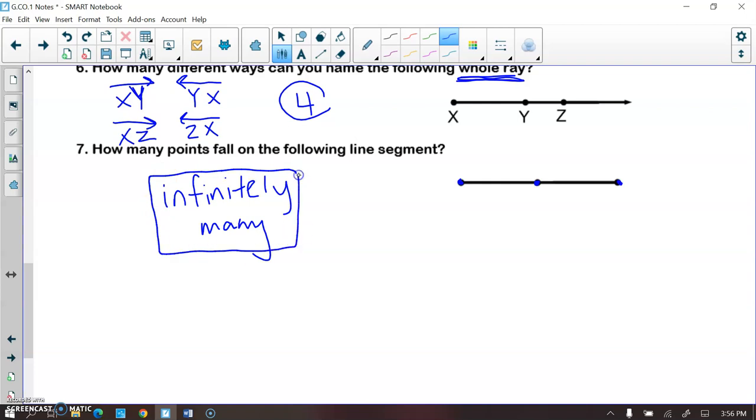All right, so that's our practice with the vocabulary words.